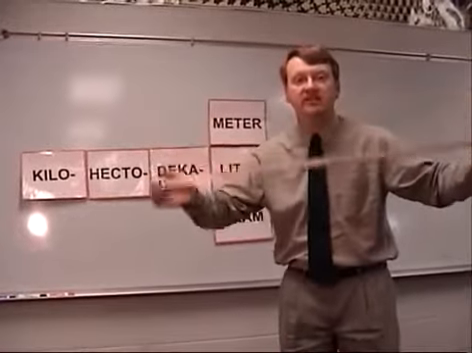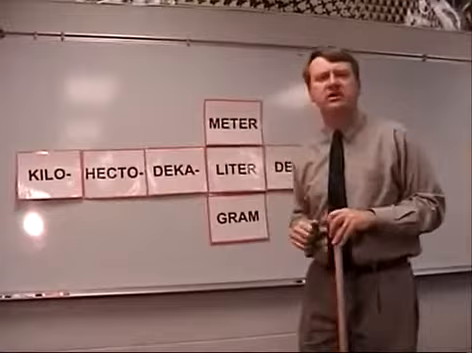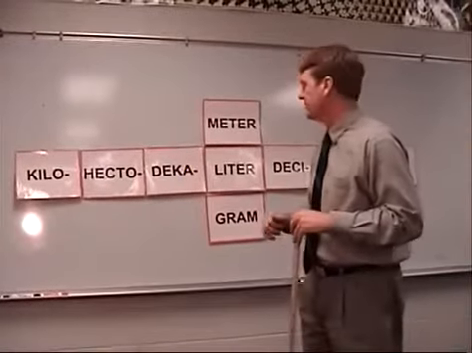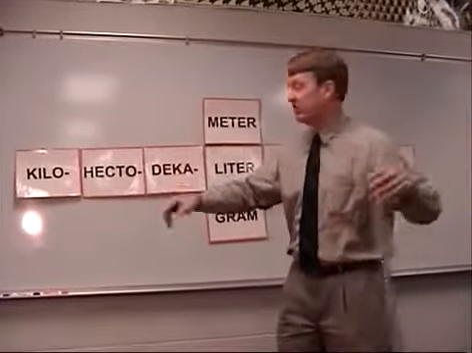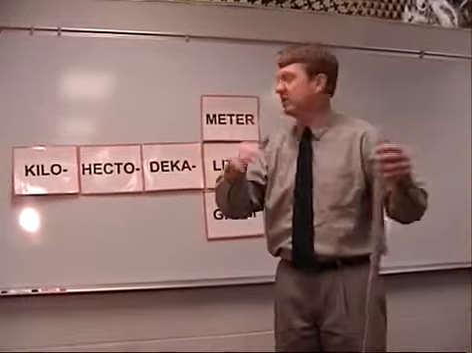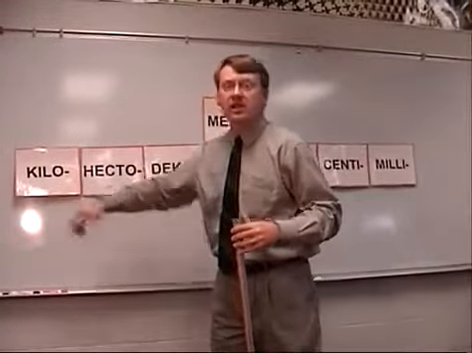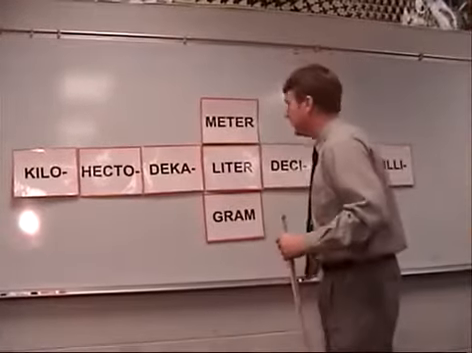They put 10 of these together. 10 of these make a decameter, about the length of a room, a normal sized classroom. 10 of those together would be a hectometer, like a football field. That'd be 100 meters, a little bit longer. Put 10 of those together, you get a kilometer. It's all based on 10.